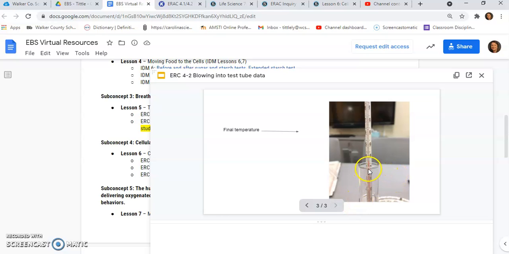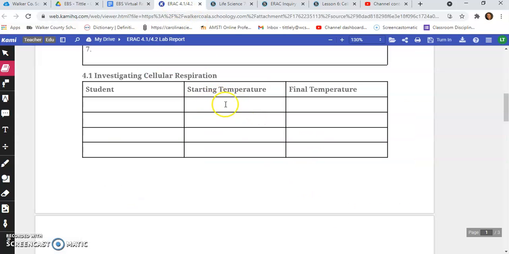Right here is the 30 line. Here would be 35. And it looks like it's about 36.5. So it went from 21.5 up to 36.5. On your data table, you can go back and put 21.5 to 36.5.